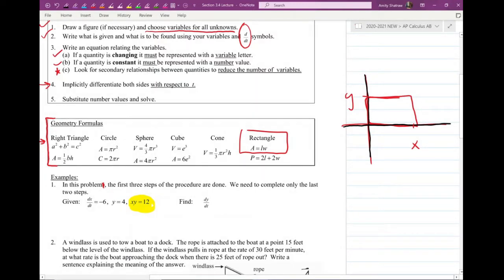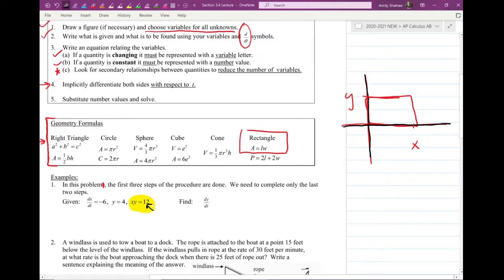We need to complete only the last two steps means that we've been given this formula. That's step two. We need to write an equation. Hey, that equation's already been written for us. And it looks to me like x and y are both variables. We don't know how the area is going to shape up. So we have these two unknowns, and there aren't any constants other than that we know that the area when we're done will be a 12, right?